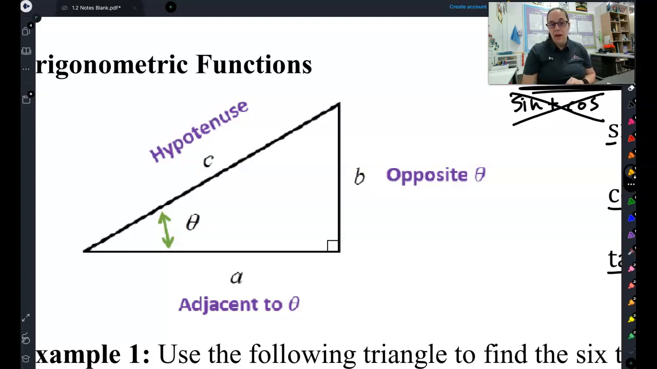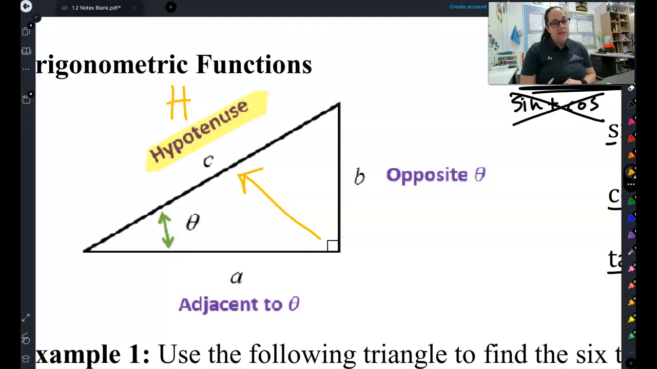So I find the right angle, which always has that little box, go across from that right angle, and that is always my hypotenuse. And that never, ever, ever moves. Just go across from the right angle. There's your hypotenuse every single time.